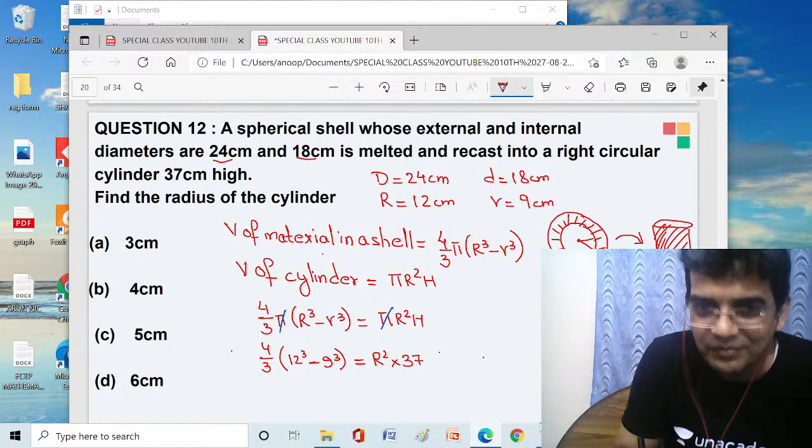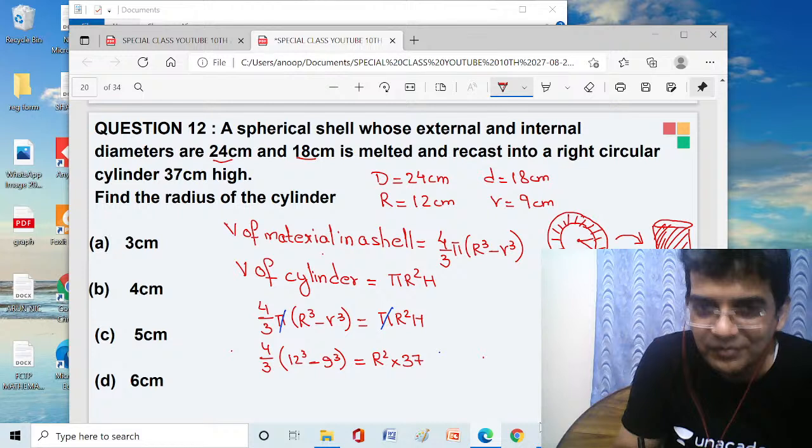It's up to you. If you find this way easy, you can do this way. Otherwise, you could have taken the cube of 12. First of all, in the rough, you find the cube of 12, then you find the cube of 9, subtract them and solve it. That's all. So whichever way you find it easy, you solve it.